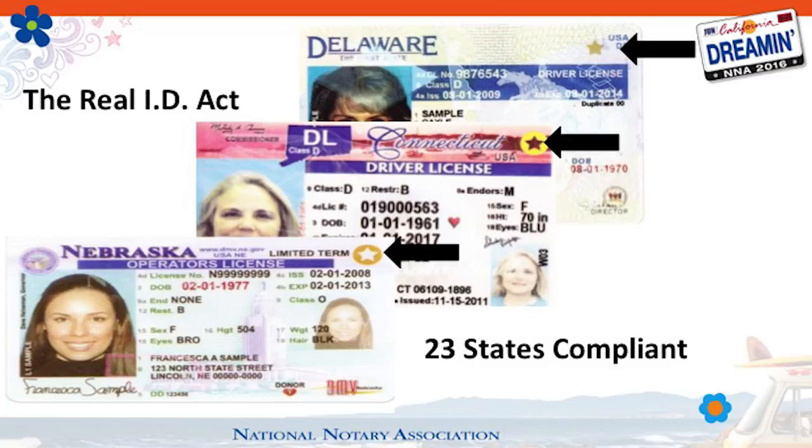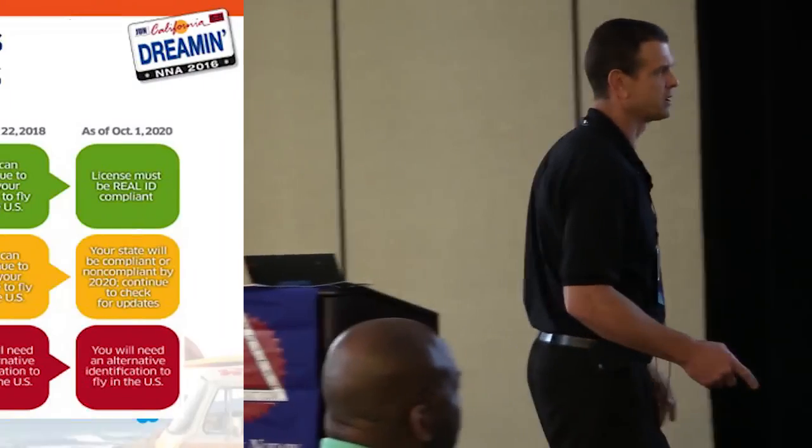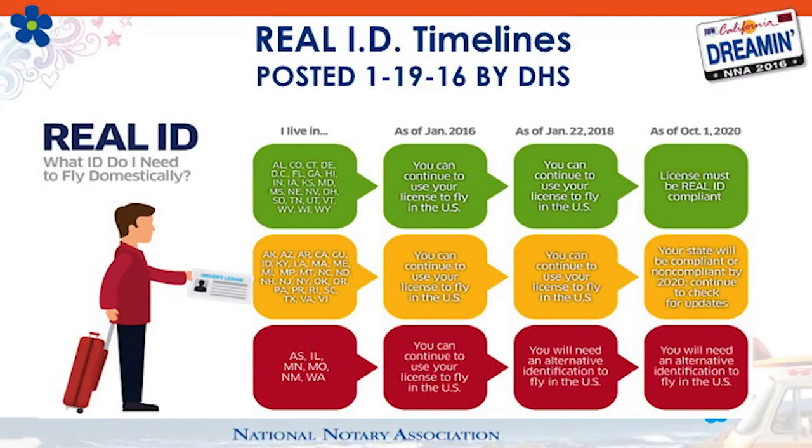All right? When they do this, your state will get a gold star, to be able to put a star on their driver's license when they comply with that. Okay? Not every state is complying with that right now. They're all fighting it. Nobody wants to spend the money here, okay? 23 states last I saw were compliant. What's going to happen here is if you're not compliant by a certain date, you're not going to be able to use your driver's license to get on a commercial airline anymore. You're going to have to show a passport or something, okay?